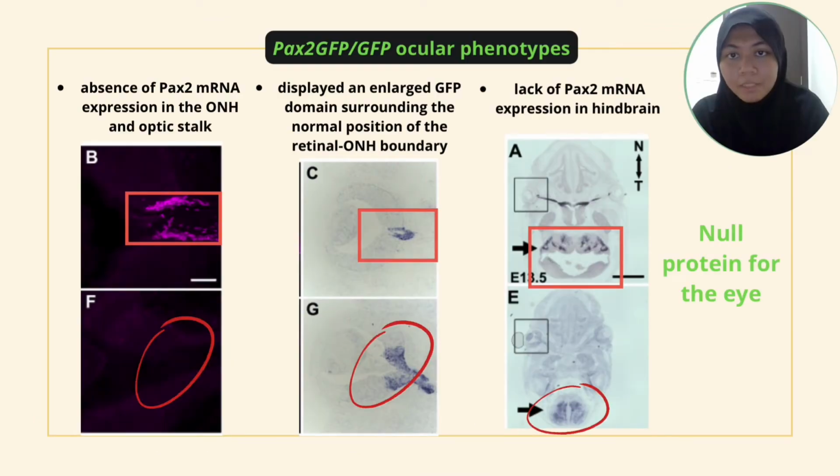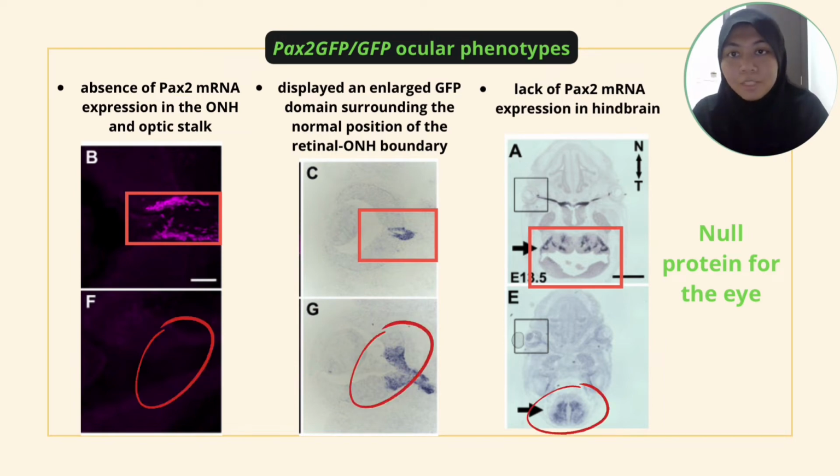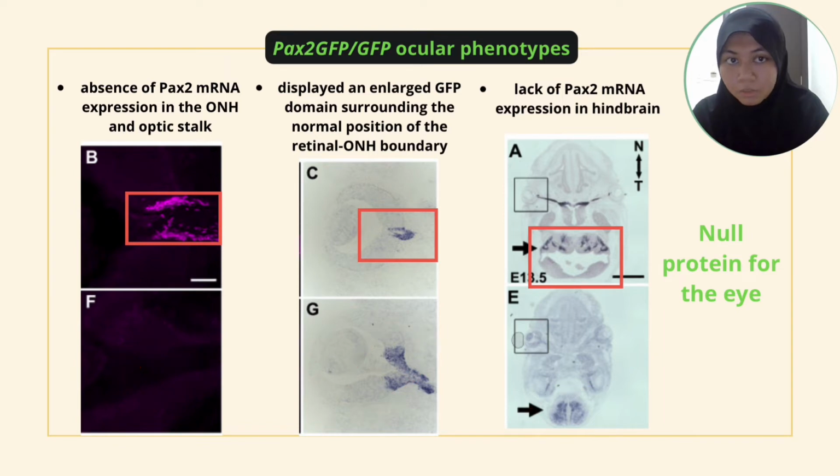Let's take a look at the PAX2 GFP mutant inside of the mouse embryo, and we'll be comparing it to the PAX2 GFP plus mouse embryo that I've mentioned earlier. So the first difference that we can see is the absence of PAX2 mRNA expression in the ONH and optic stalk. In the PAX2 GFP plus, we can see normal PAX2 expression inside the ONH and optic stalk, which is shown by picture B over here, this light purple thing. However, in the PAX2 GFP mutant, we cannot see any PAX2 being expressed at the ONH and optic stalk, as you can see in this F picture over here.